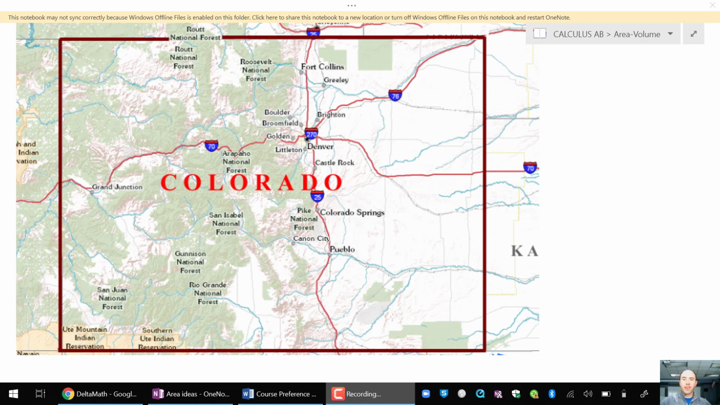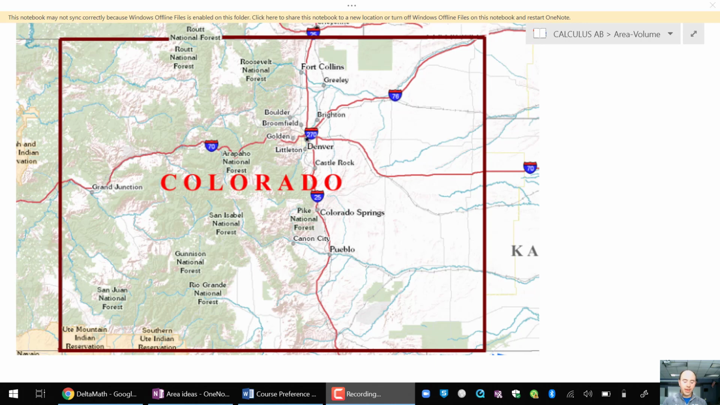Welcome to the first video of our next unit in calculus. This is a unit on applications of integration, and specifically a unit that covers how to find area and volume of different features. And this video today is going to talk about how to find the area of a region between two function curves. To start off this discussion, think about the state of Colorado.